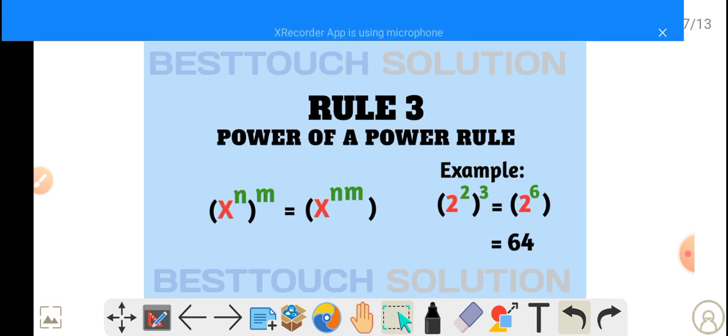Rule 3, which refers to the power of a power rule. If the index of a number is itself raised to another power, then the two indices have to be multiplied. x raised to power n, that is, that n is also raised to the power of m. We have x to the power n multiplied by m. Now let's take a look at this example. 2 raised to power 2, and that 2 is raised to power 3. This will give us 2 raised to power 3 multiplied by 2, and that gives 2 raised to power 6. And our answer is 64.